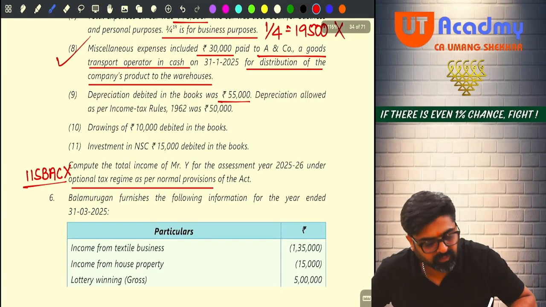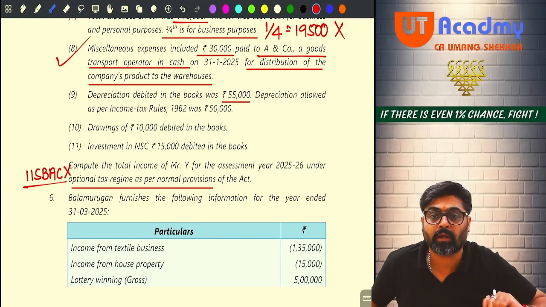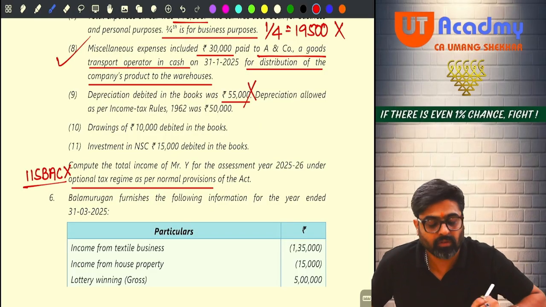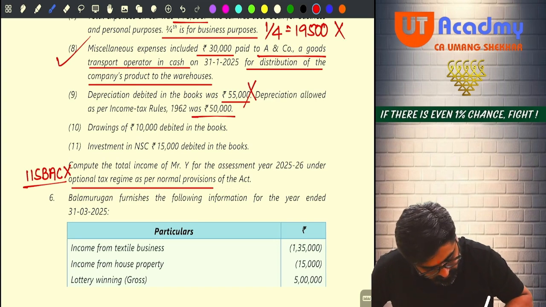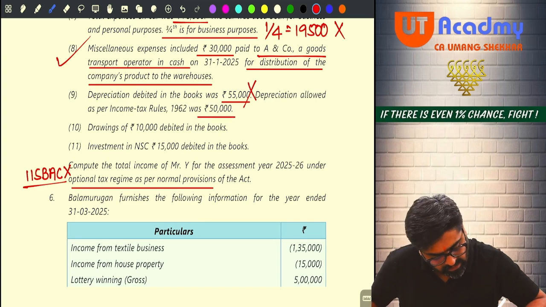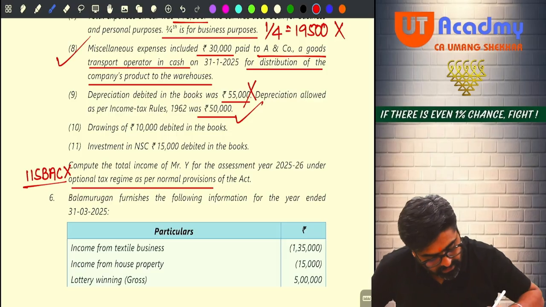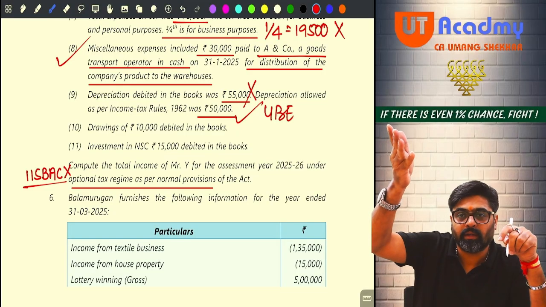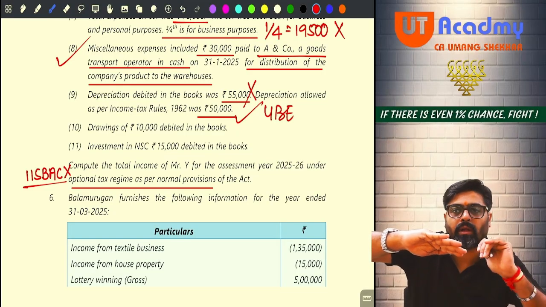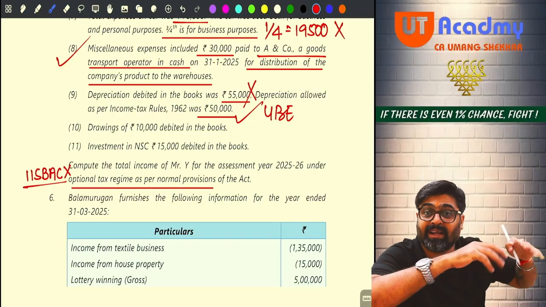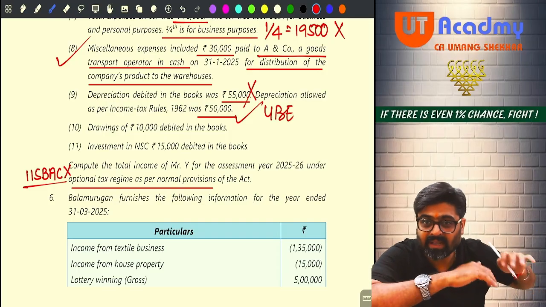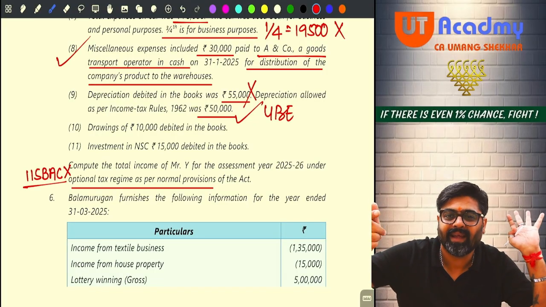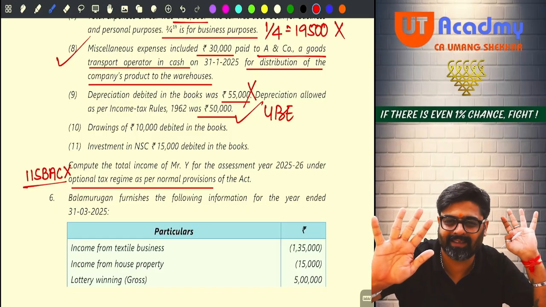Next one. Depreciation debited in books 55,000. Please add this 55,000 in your profit. This is not allowed. Depreciation as per books is not allowed. Depreciation as per income tax rule 50,000 is allowed. So this is allowed, but this was not recorded. This was unrecorded. What was recorded? Only 55 was recorded. So add 55 because that is not allowed. Less 50 because that was not recorded. That is allowed, but that is not recorded. Yes or no? So add 55, less 50. Okay. Net you are adding 5,000 only.